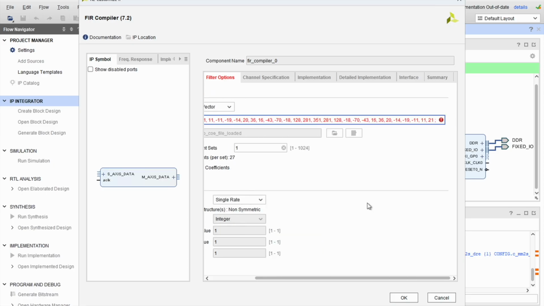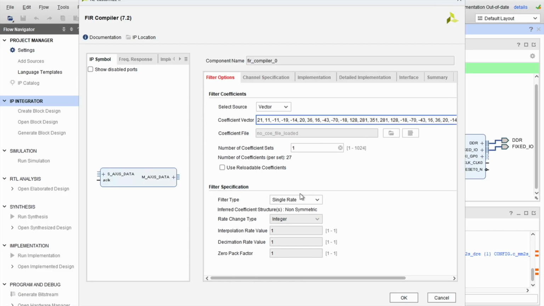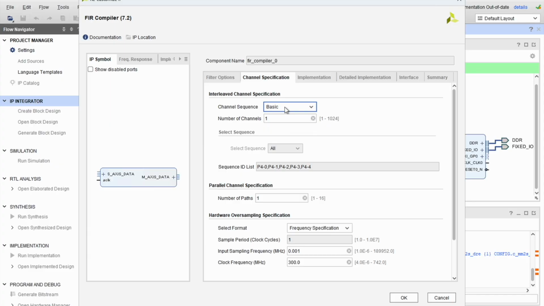As you can see, there is some sort of error, and that error is that there is a semicolon at the end of the coefficients. Once we have removed this, there is no longer an error inside the coefficient vector, so Vivado does not give us an error. The number of coefficient sets currently is 1, and the number of coefficients per set is 27. That is correct. The filter type is still single rate. The channel sequence now goes to advanced.